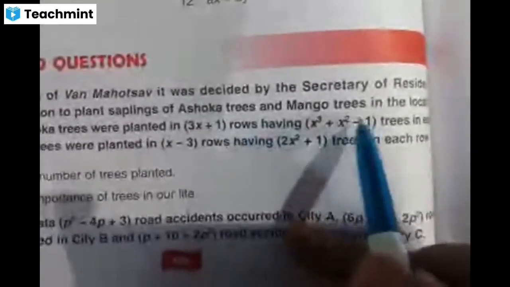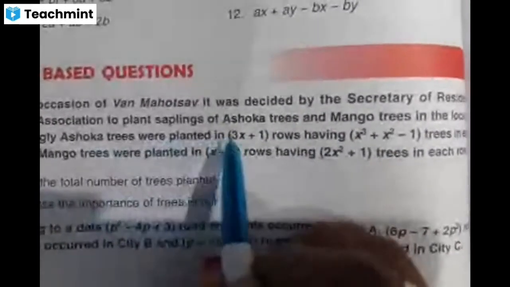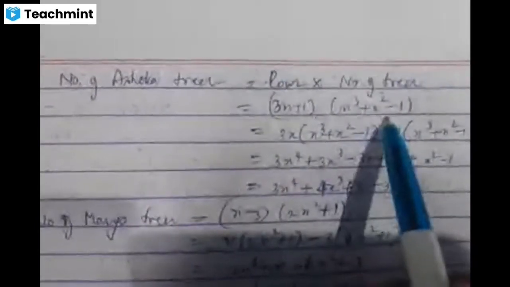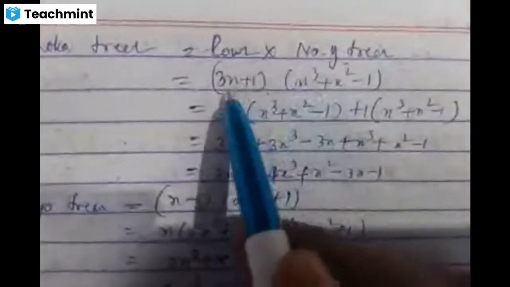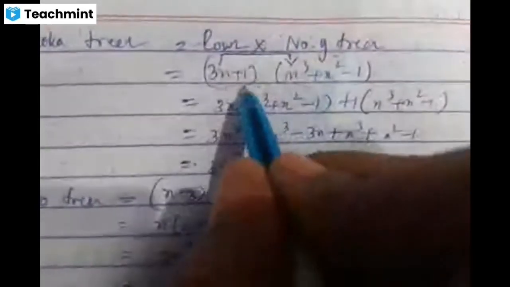In the same way here, Ashoka trees were planted in these many rows and each row will contain these many trees. So first we have to find the number of Ashoka trees. We have to multiply these two: rows into number of trees, 3x plus 1 into x cube plus x square minus 1. We know how to multiply a binomial with a trinomial: the first term in the first bracket into the second bracket complete, plus the second term in the first bracket into the second bracket.